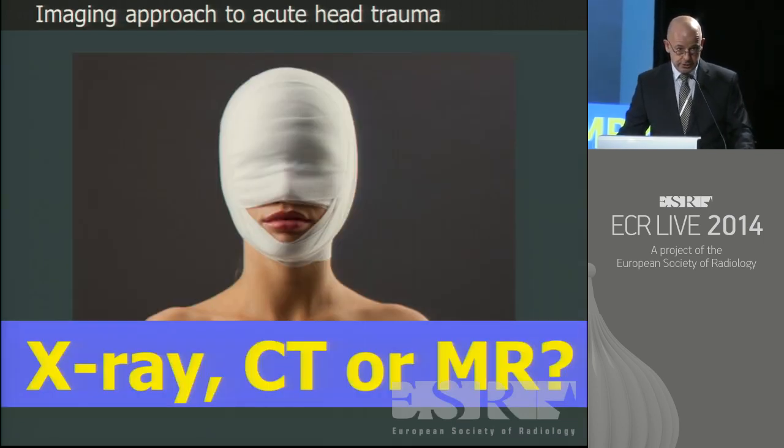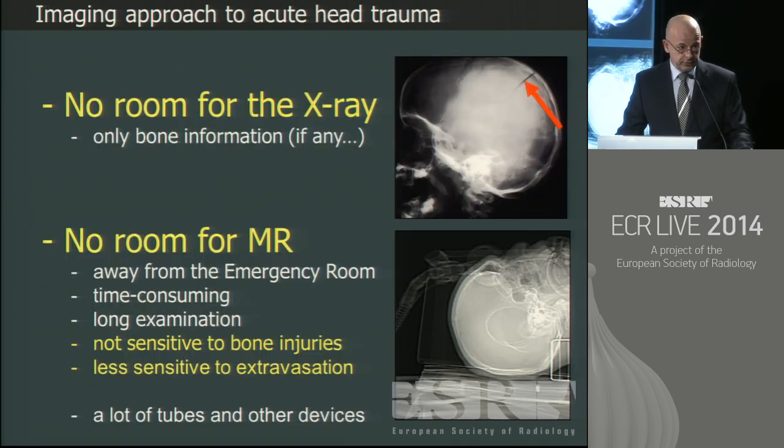So let's say Mrs. Smith is admitted to the hospital after head trauma. What do you prefer? X-ray, or can we use CT, or immediately send to MR, which is the best method? Well, I do not have good information for the fans of the X-ray, because we do not have any room for the X-ray after brain trauma. Why? Because we have only bone information, if any. Remember that a lot of fractures can be missed on X-rays, and we do not have any information at all about the brain injury. So in a person after head trauma, forget about the X-ray. It's a waste of time.